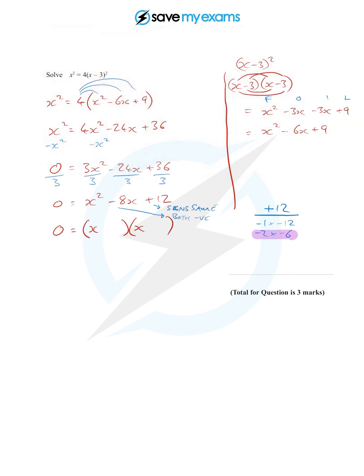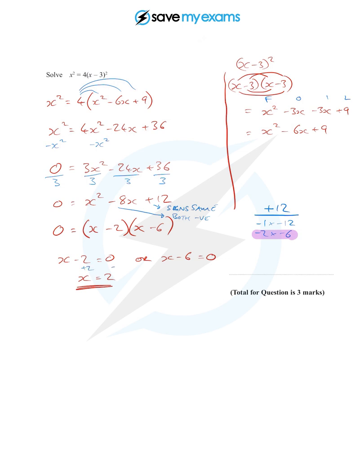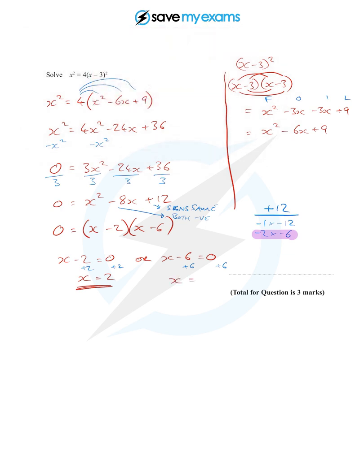So let's put those in our brackets. (x minus 2) times (x minus 6). Two things multiplied together equals 0. So either one of them is 0, x minus 2 is 0, or the other is 0, x minus 6 equals 0. And that one gives me x equals 2. How did I get that? Well, I just added 2 to both sides. And on the other one, if I add 6 to both sides, I get x equals 6. And I've done it. Well done.